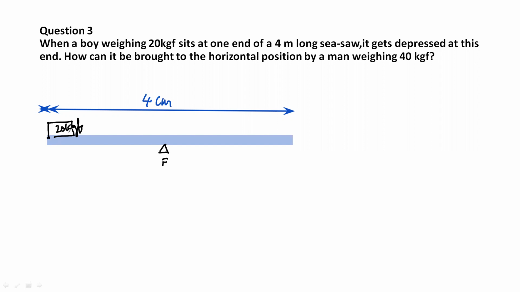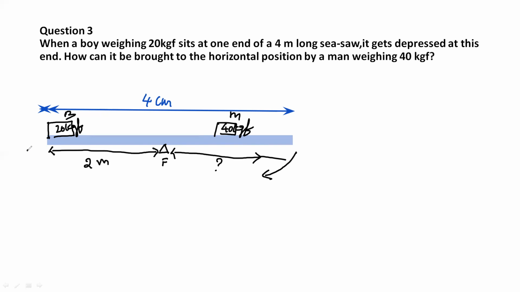So that man has to sit on the opposite side, isn't it? But where, we don't know. So the distance we need to find. The boy is sitting here and a man sits here. The distance between the fulcrum and the boy is 2 meters. And the distance between the man and the fulcrum we need to find. Show the direction of moment, clockwise and anti-clockwise. Use the principle of moments.